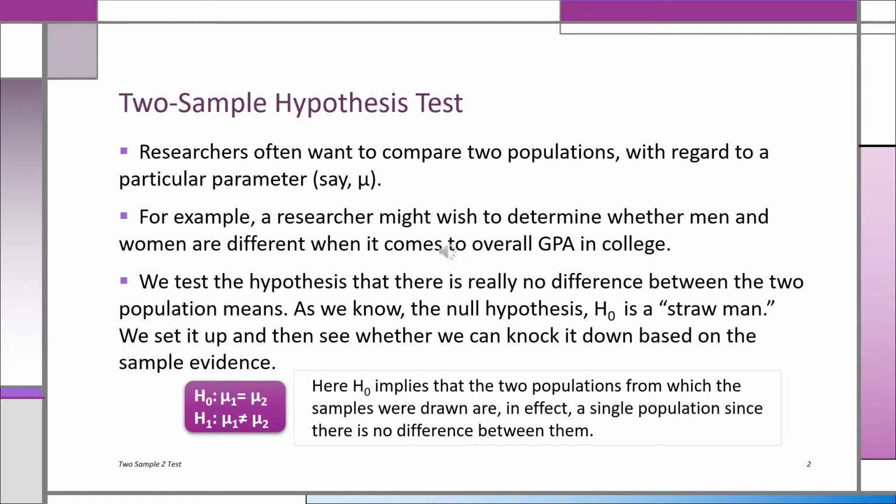Now, it doesn't have to be means. We can also look at proportions, which we'll do also. But these are all called two-sample tests. And the H0, that's our straw man, is that mu1 equals mu2 if we're dealing with means, which essentially means that there's no difference between the means.